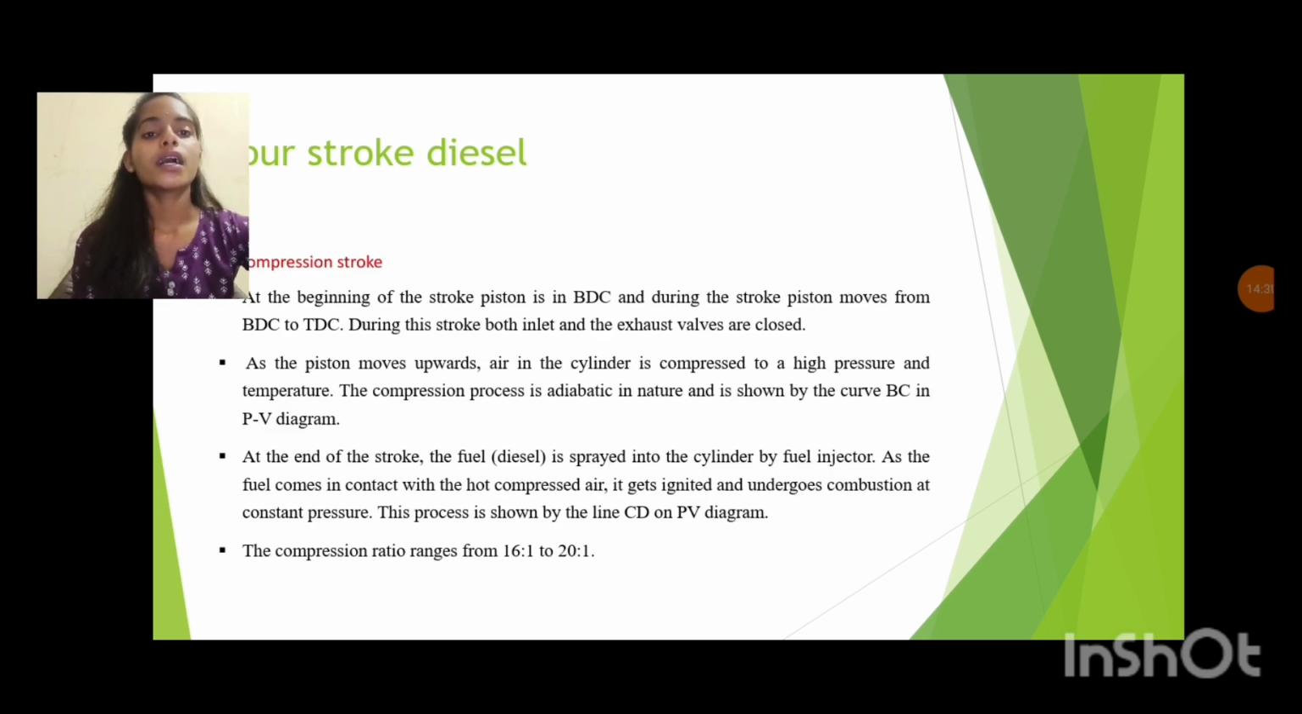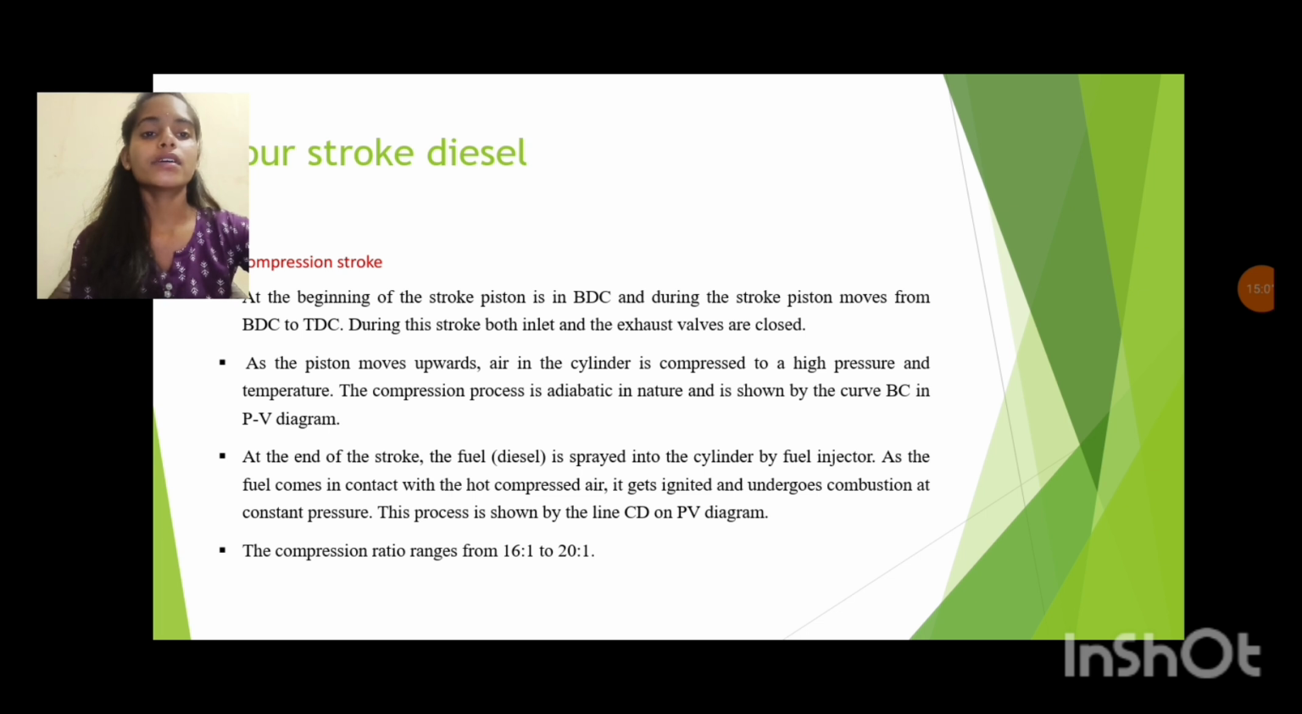Compression stroke. At the beginning of the stroke, the piston is at BDC, and during the stroke, the piston moves from BDC to TDC. During this stroke, both inlet and exhaust valves are closed. As the piston moves upward, the air in the cylinder is compressed to high pressure and temperature. The compression process is adiabatic in nature, and it is shown by the curve BC in the PV diagram.